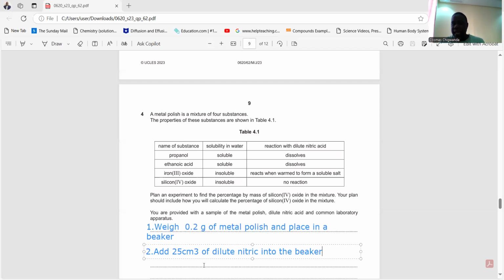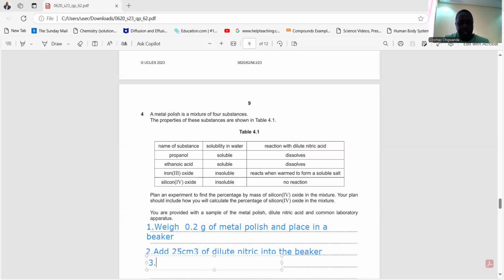The moment I allow dilute nitric acid to interact with the metal polish, something is going to happen. Propanol is going to dissolve. Ethanoic acid is going to dissolve. Iron 3 oxide will also dissolve, but I have to do something to quicken up the dissolving process of the iron 3 oxide. So what do I do? Okay, so I move on to stage number 3. I need to do something to allow my iron 3 oxide to also dissolve.